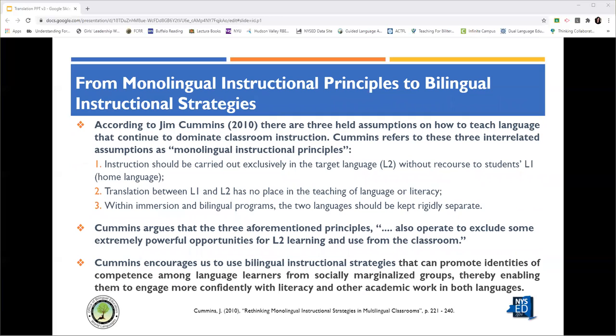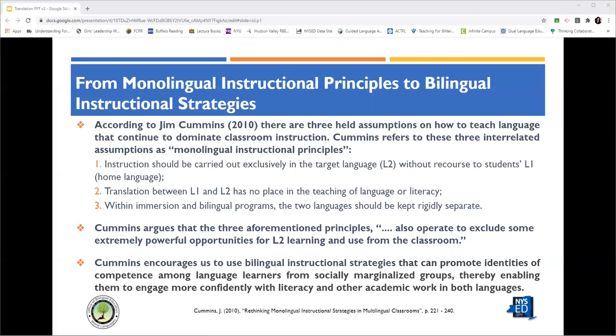So let's get started. According to Dr. Jim Cummins, 2010, there are 3 held assumptions on how to teach language that continue to dominate classroom instruction, even though these beliefs are largely unsupported by empirical evidence and inconsistent with current understanding both of how people learn and the functioning of the bilingual brain.